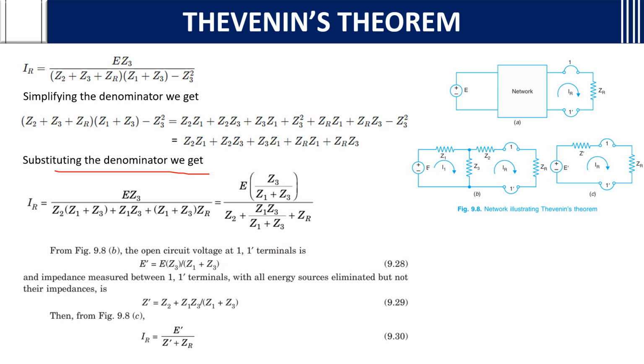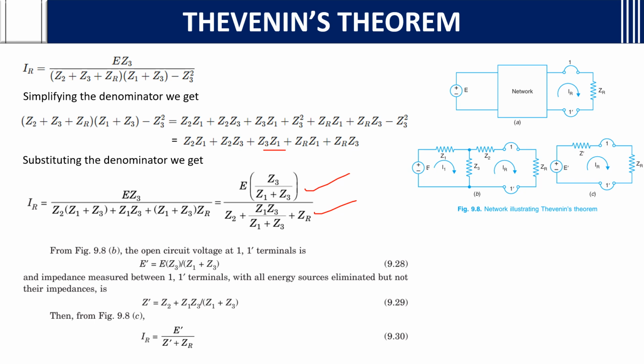Substituting the denominator, we substitute this denominator back into this equation. After substituting, what you will get is EZ3 by Z2, you take Z1 plus Z3 common here, then Z1 Z3 plus, again you take ZR common here, you will get Z1 plus Z3. After that, what we will do is divide numerator and denominator by Z1 plus Z3.